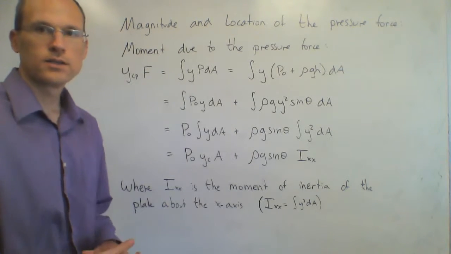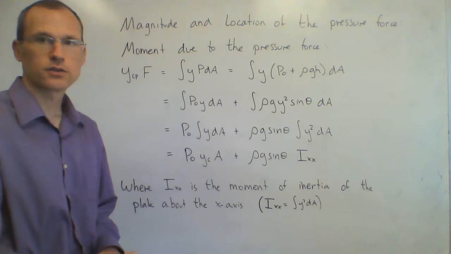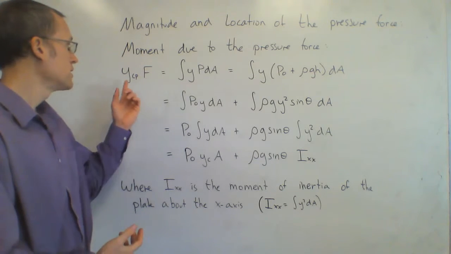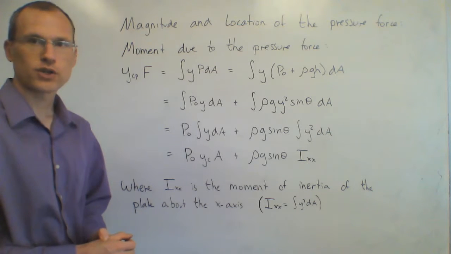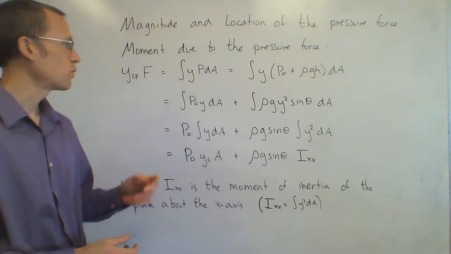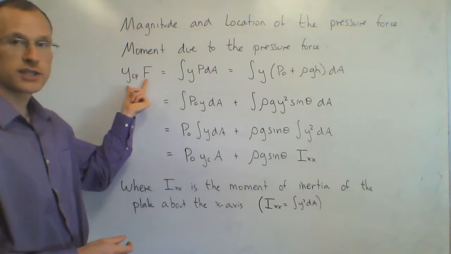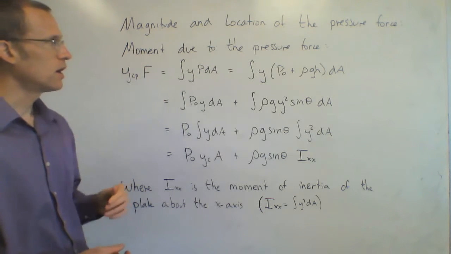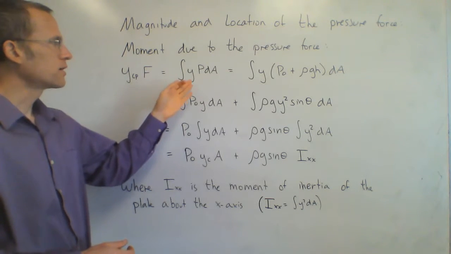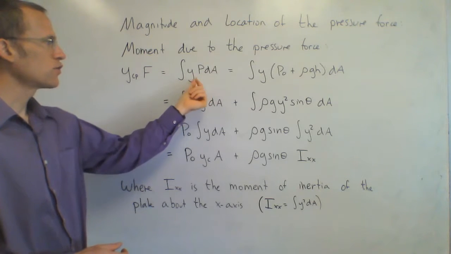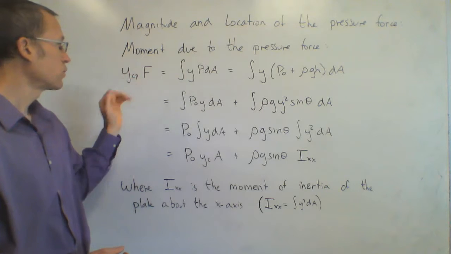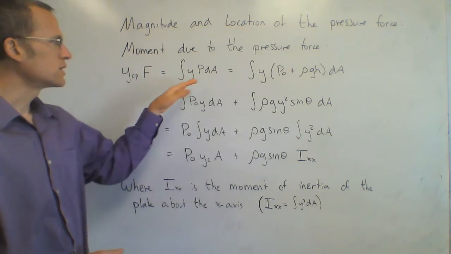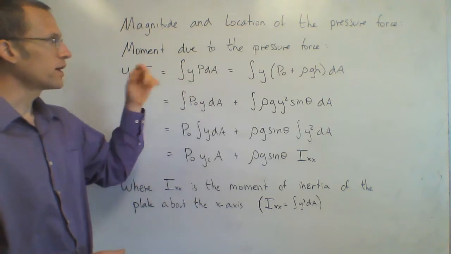So to find the location of the force, also going to be called YCP, Y center of pressure, I want to find the moment that this pressure force is causing, because YCP times that force that we just calculated should be equal to the integral of y times P dA. So here's my pressure force times y. That's going to give me an equation for YCP.